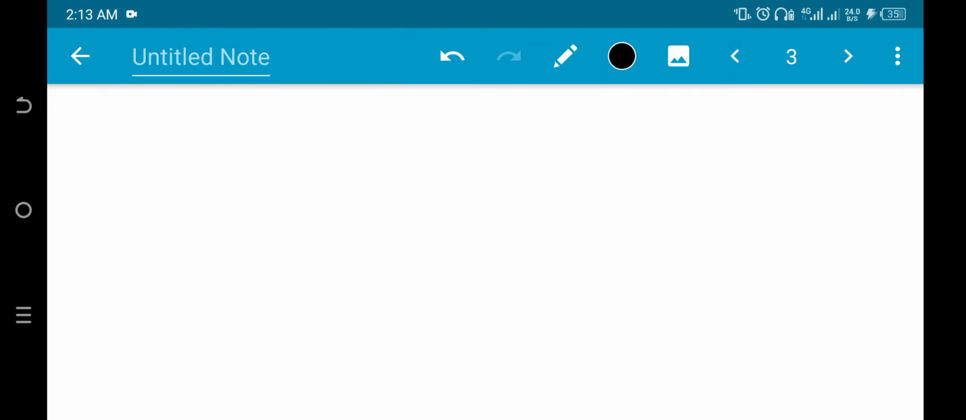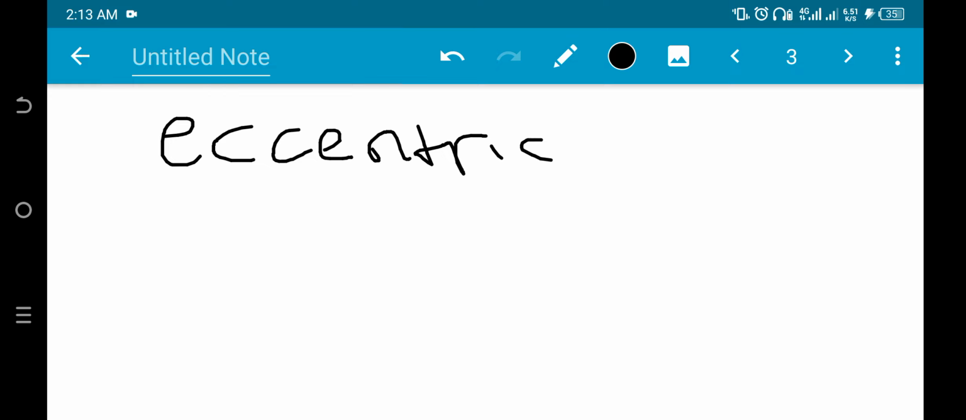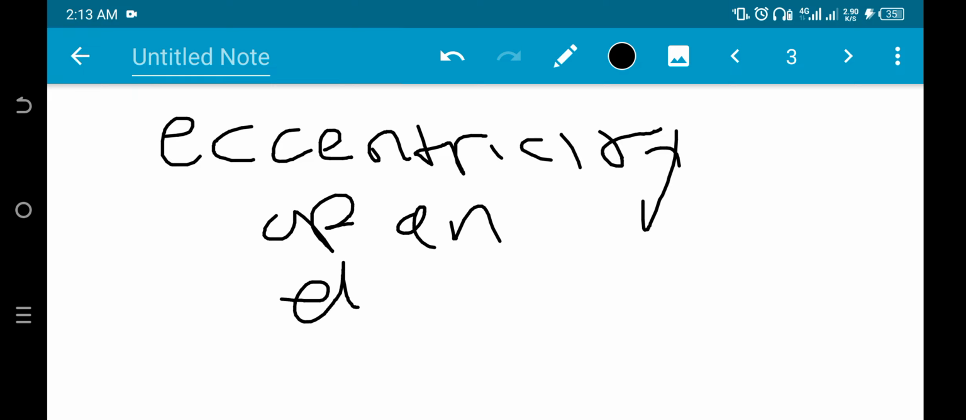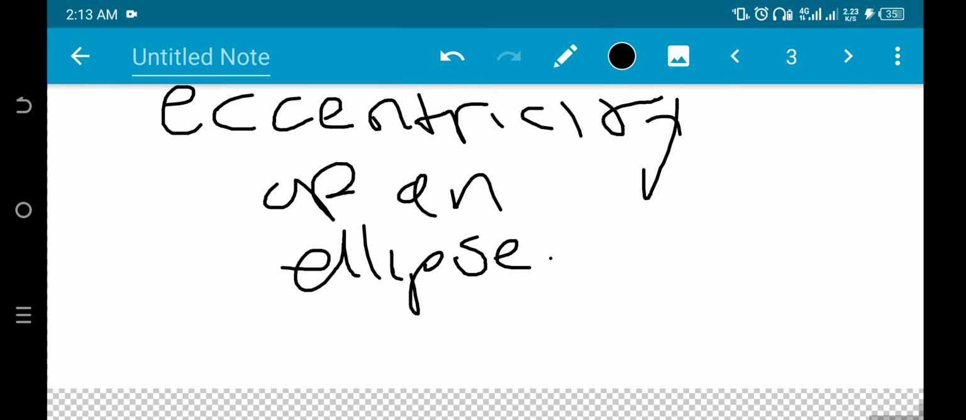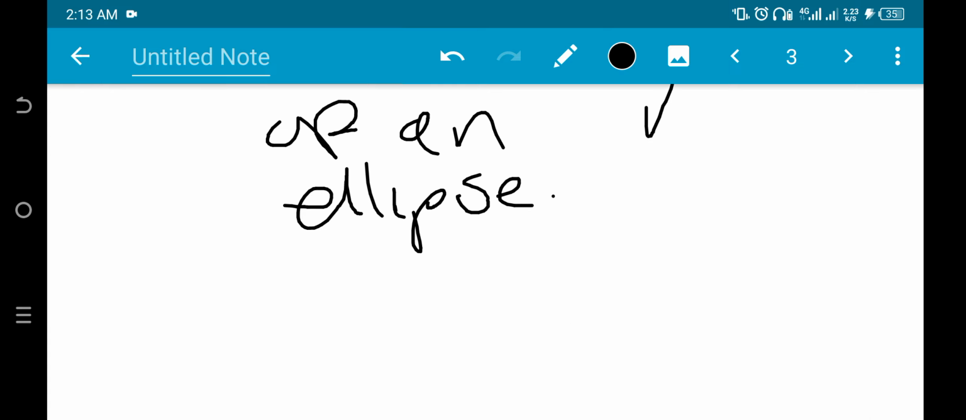Today's lesson, we are going to start something which is an extension to the ellipse. So today we are going to look at the eccentricity of an ellipse. This is a very important part of ellipse because it really shapes most questions to do with ellipse.